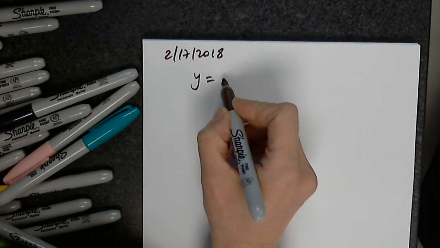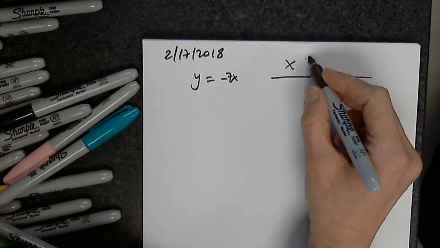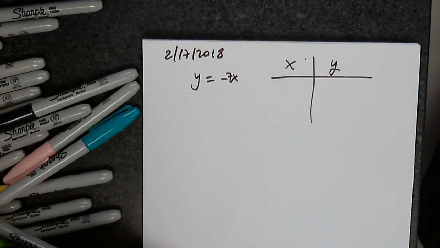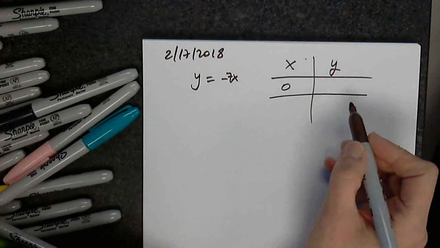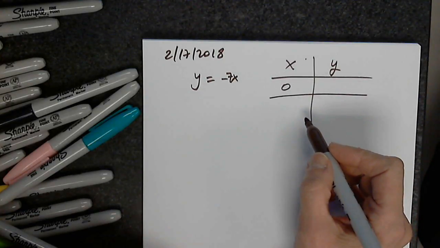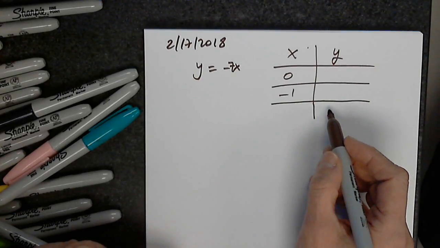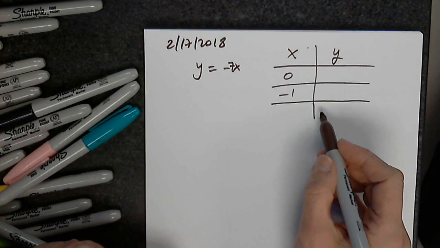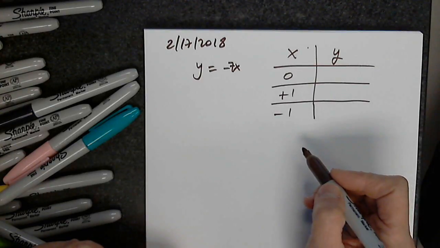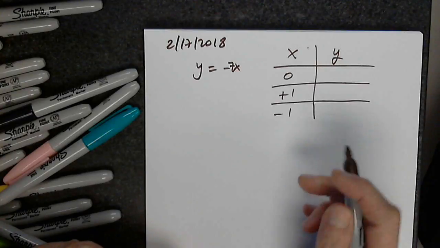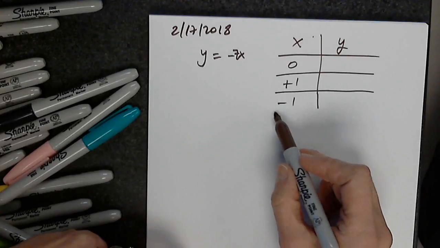So y equals -7x, and you're given a table. I don't like the vertical table, but that's what it is. X is 0, X is -1, and 1 on the left side here. No, -1, that's fine. Are we given y? No, that's the final one.